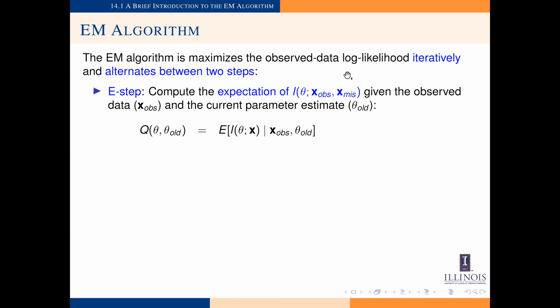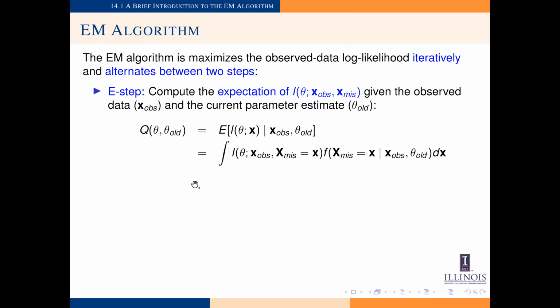In that case, if the missing data is continuous, this is equivalent to the integration over all possible values of X miss, the missing data, of the complete data log likelihood, times the conditional density that X miss takes the value bold X, given the observed data and the current parameter estimate, or the current iteration of theta old. We'll see more of this when we look at the example.